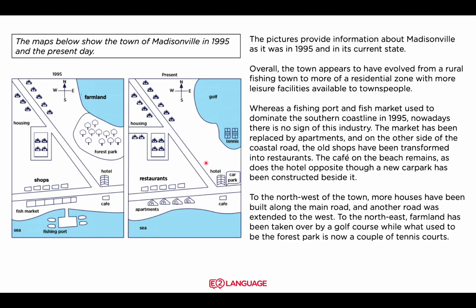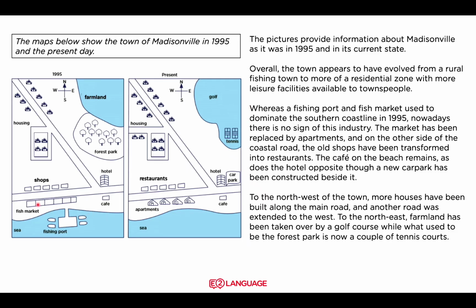And I've said that because now there are more apartments and houses, so it's become more residential, with more leisure facilities available to townspeople. So more leisure facilities like a golf course, like tennis courts. Key features 1, whereas a fishing port and fish market used to dominate the southern coastline in 1995, nowadays there is no sign of this industry.